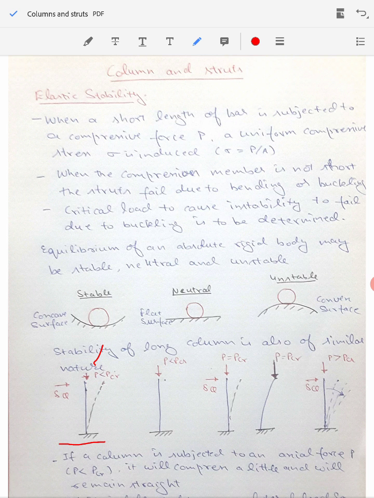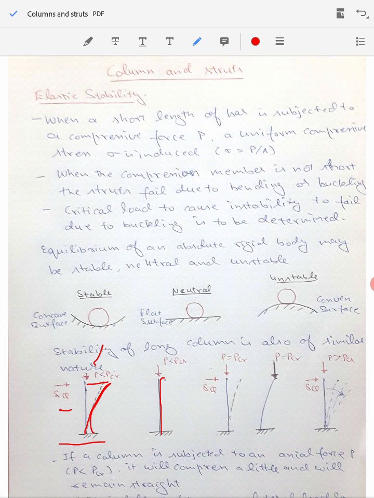Now this column is in equilibrium position, and if we apply a little bit of disturbing force on the lateral side, delta Q, this will cause the column to deflect in the direction of the force. So it will acquire this new position, and when we remove this delta Q, the disturbing load, the column will come back to its original stable, straight configuration. So this column is in a stable configuration, because it is coming back to its original straight configuration after the removal of the disturbing load.